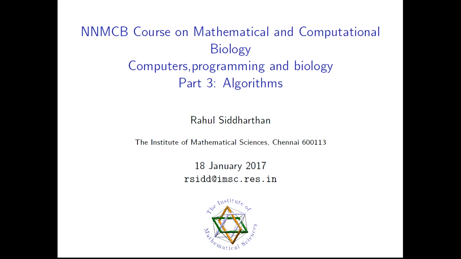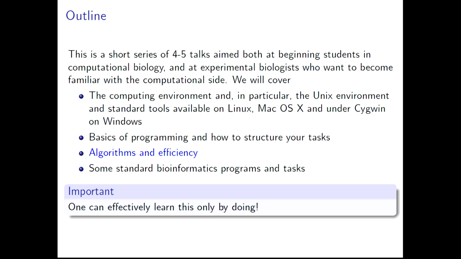Okay, hello everybody. This is part 3 of the mini course on computer programming and biology as part of the NMCB course. In previous talks, we talked about the computing environment and in particular the Unix environment. We talked about standard tools available on Linux and Unix-like systems and also the Unix philosophy of programming, so to speak. In the second talk, we talked about the basics of computer programming and how to divide a task into a structured list of functions and things like that.